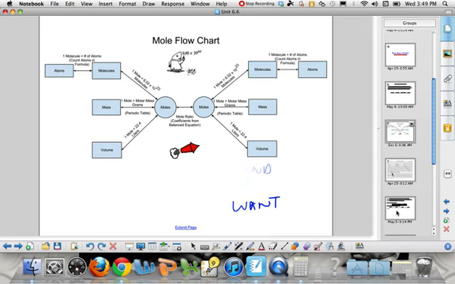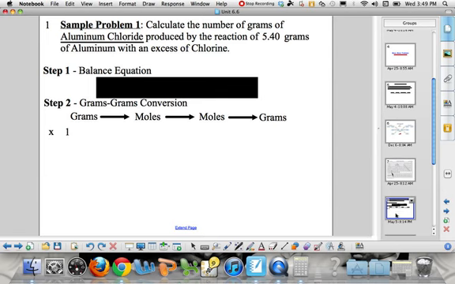Let's take a look at a practice problem and see how these work. Alright, our first step, as always, is to balance the equation. So that's going to be our first step in this example. I've got to balance this equation that I have. It says calculate the number of grams of this aluminum chloride that I can produce by reacting 5.4 grams of aluminum with an excess of chlorine. The excess of chlorine means that I'm going to have plenty of chlorine.